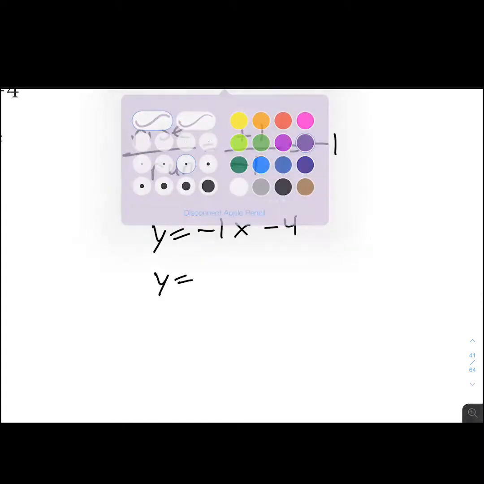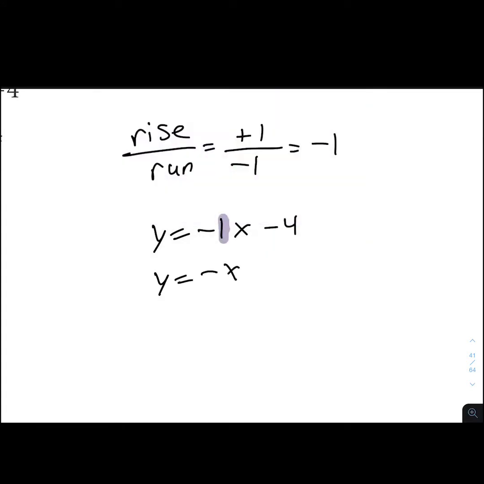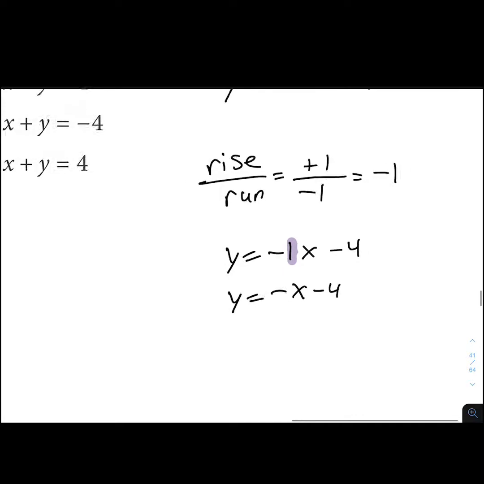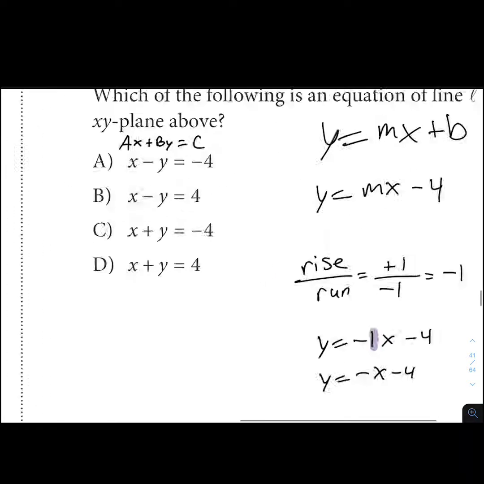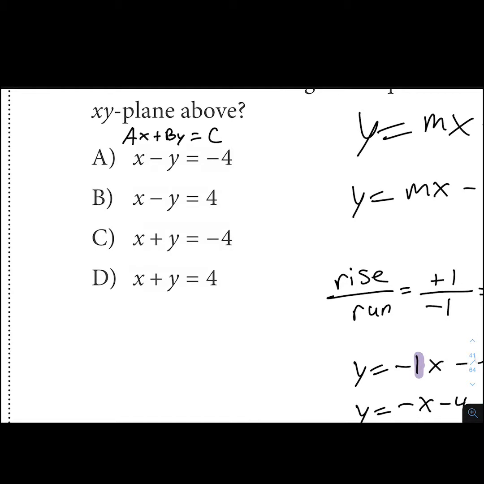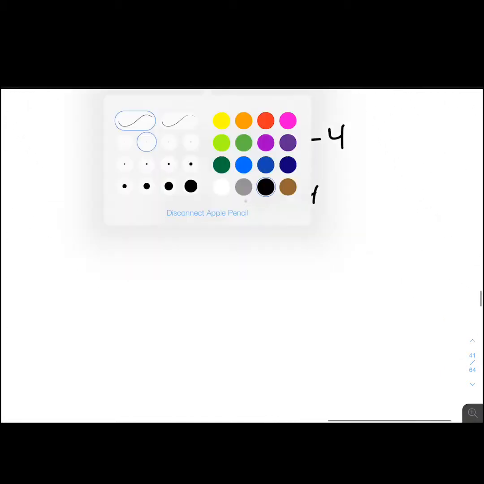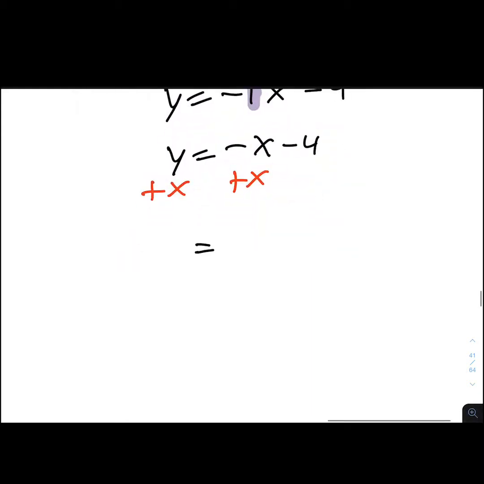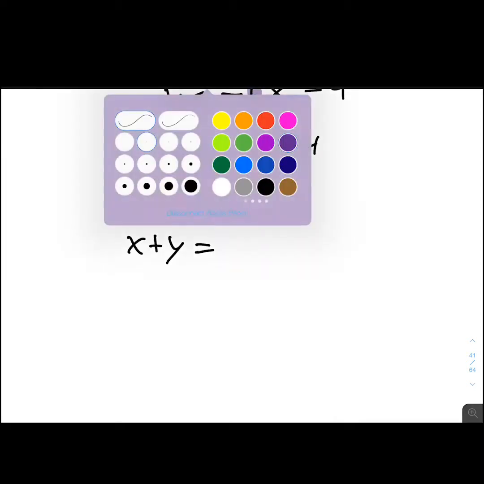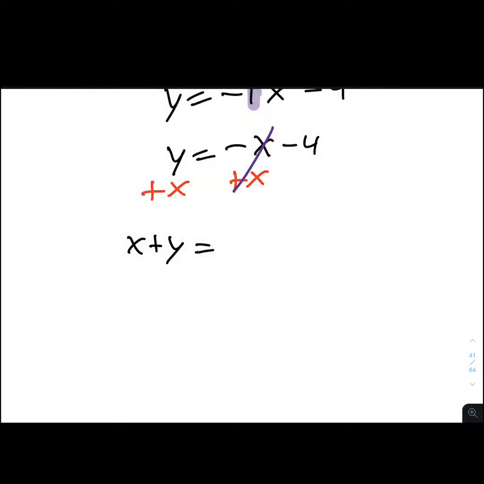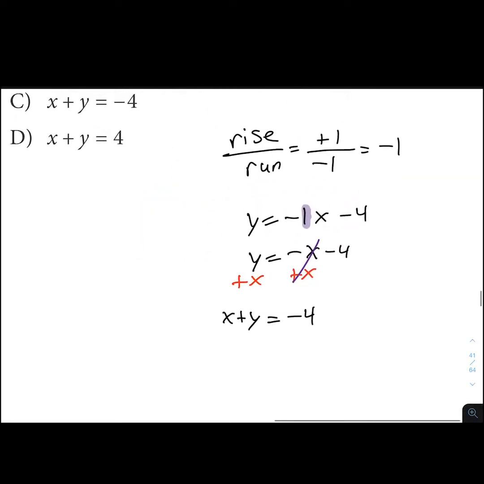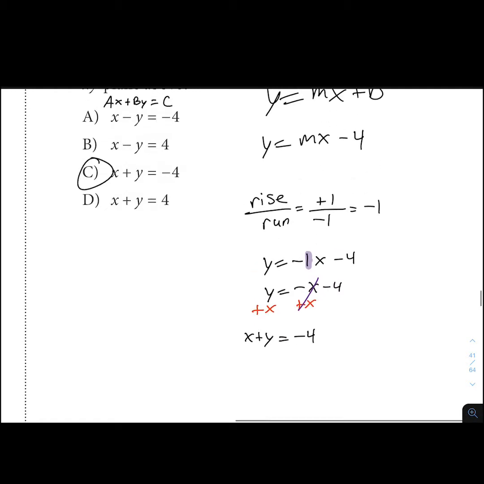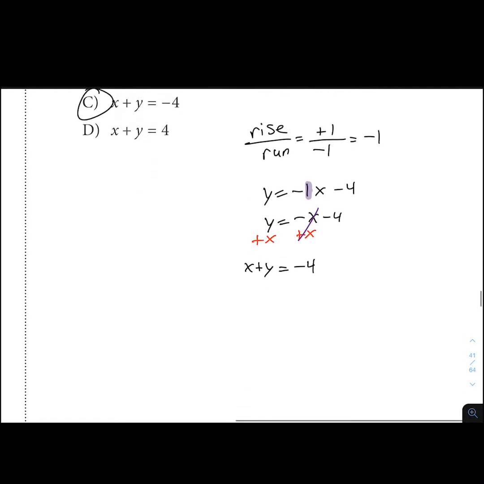And since this is a 1, I'm just going to say -x. Remember, I want my equation in standard form. So move the x variable from the right to the left side. I'm going to add x to both sides. On the left side I now get x plus y, and on the right side I get only -4. So that corresponds to answer choice C: x plus y equals -4.